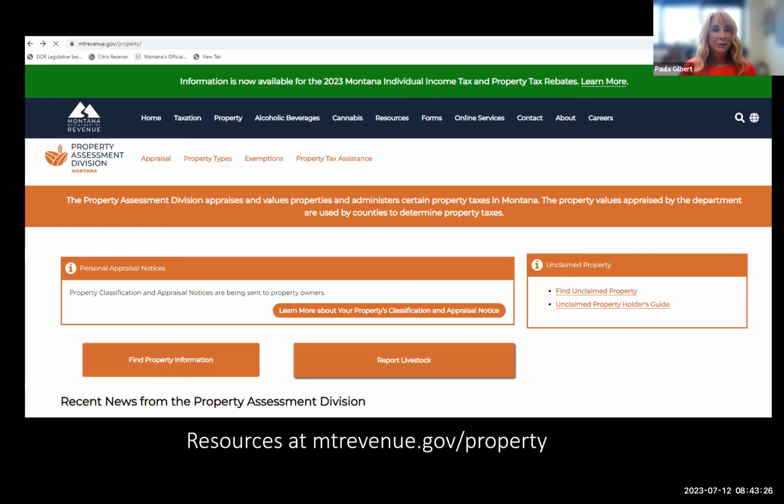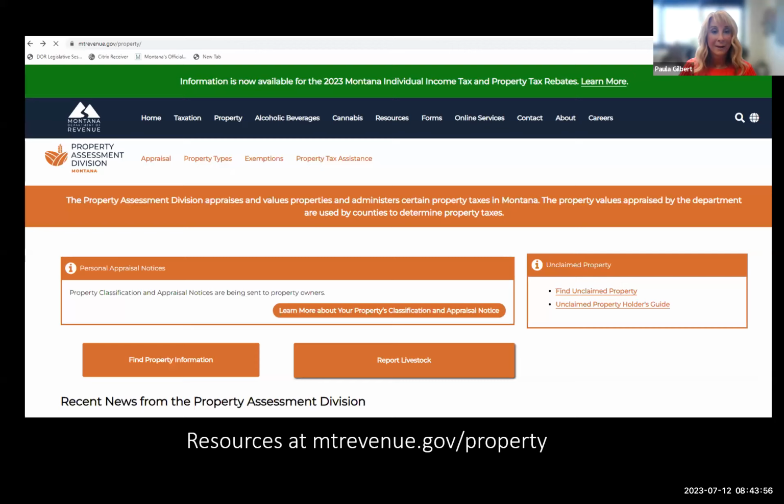So what I'd like to do is show you this website that I've referred to a couple different times. If you go to mtrevenue.gov, you'll see at the top that there is a link to property information. This is going to be the screen that you see when you click on that link. The first thing I'd like to talk about is under the orange, you have an option to learn more about your property's classification and appraisal notice.